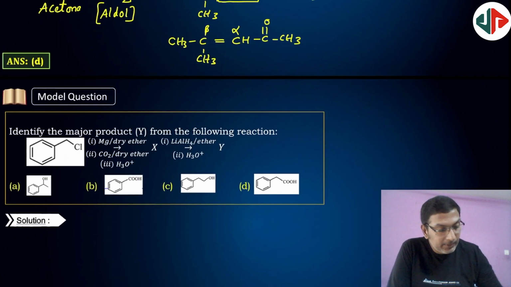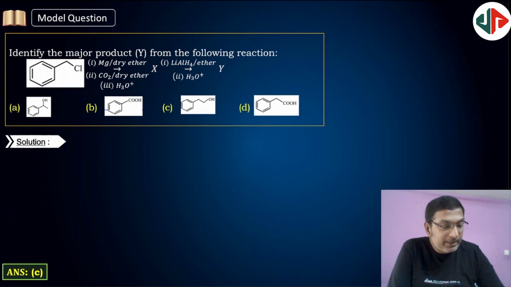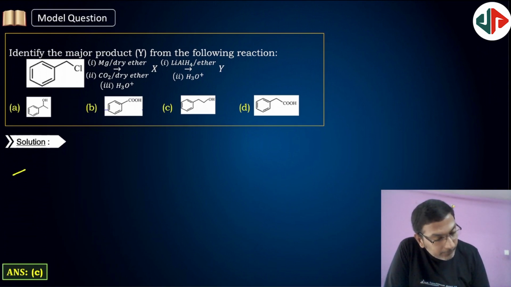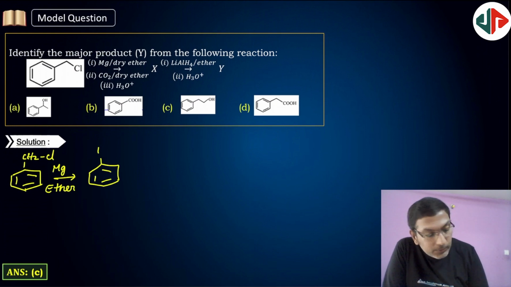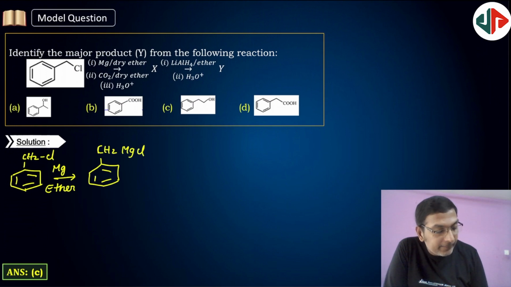Next. Identify major product Y. So here it is given, C6H5CH2Cl, benzyl chloride, with magnesium in ether. Grignard's reagent will be formed, C6H5CH2MgCl. So dissociation will be like this, CH2 minus. So that reacts with CO2.